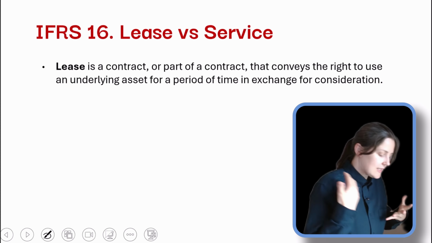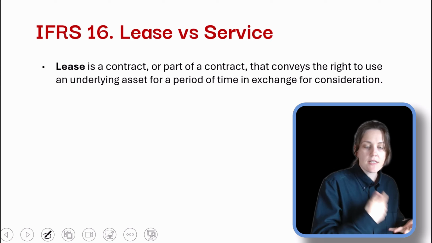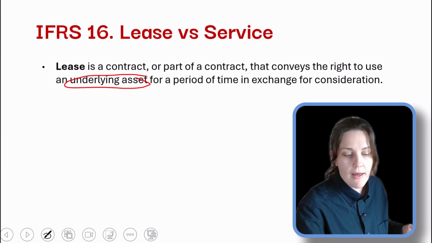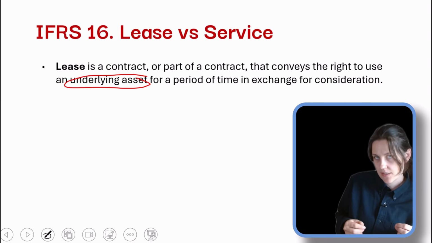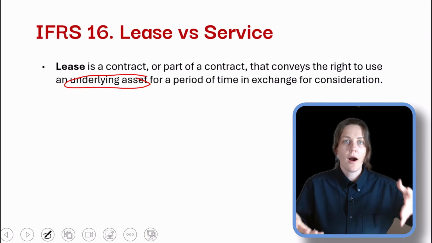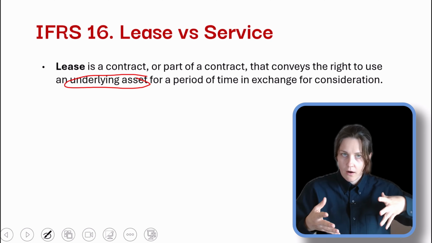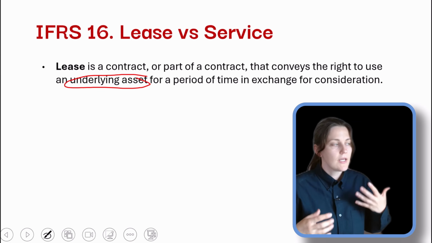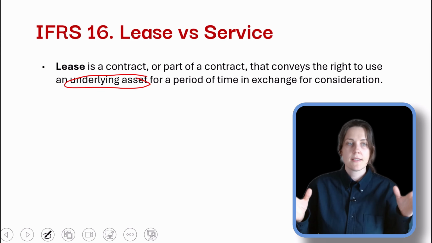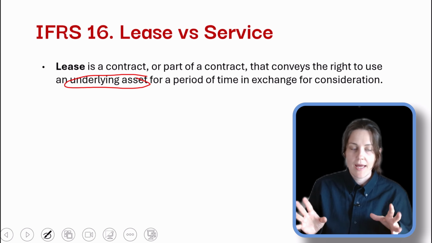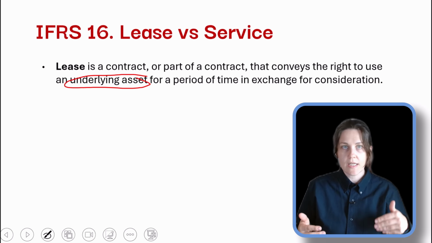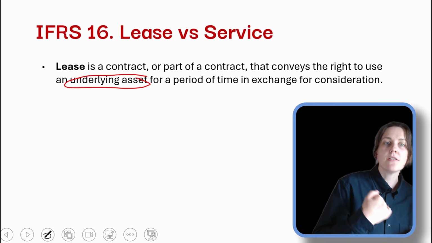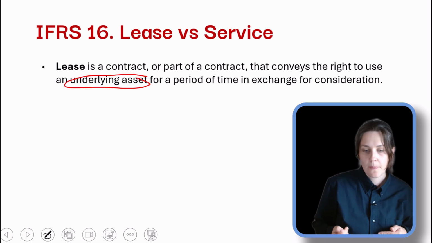So you need to remember the definition that a lease is a contract, or a part of a contract, that conveys the right to use an underlying asset. There has to be an asset. So if you are, let's say, renting this very car, then this car is an asset, so this is going to be a lease contract. If you are renting something from, let's say, Hertz or Europcar or whatever, and they can give you any car, they bring it in the morning, and there is no underlying asset, so this is going to be a service and it's going to be expensed.